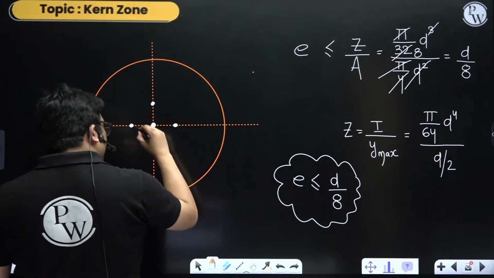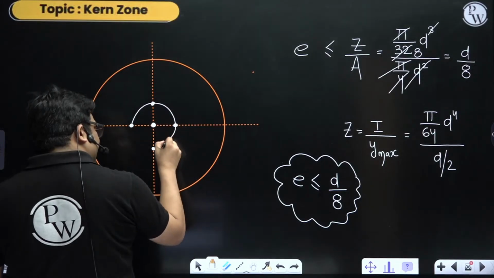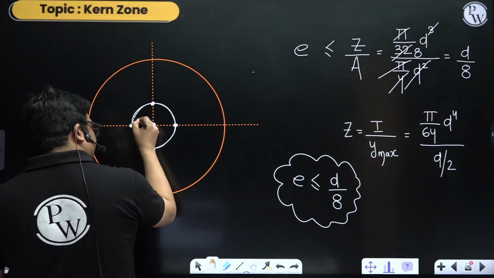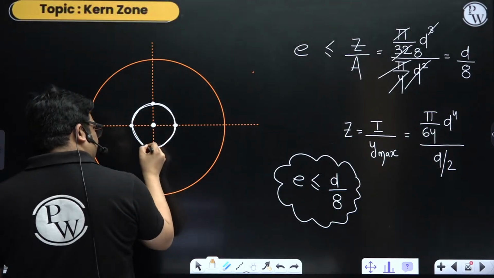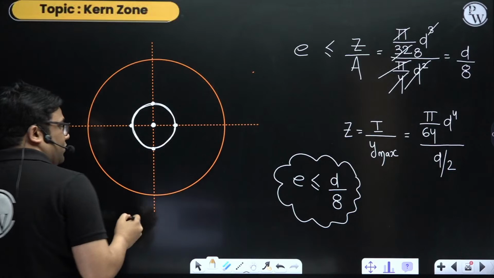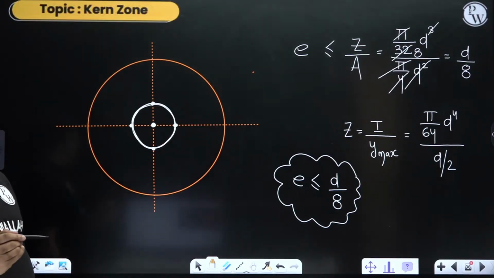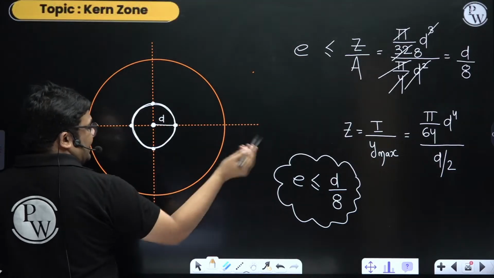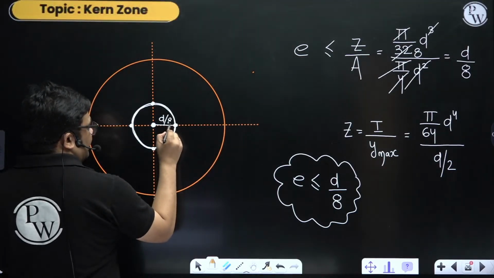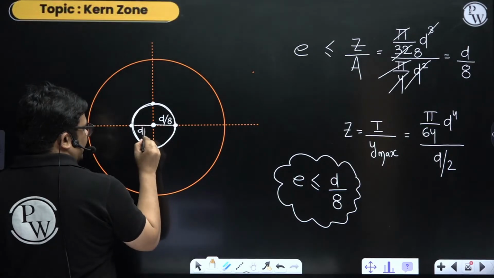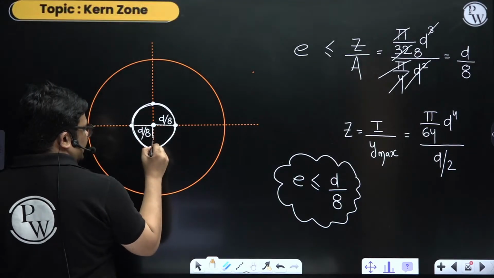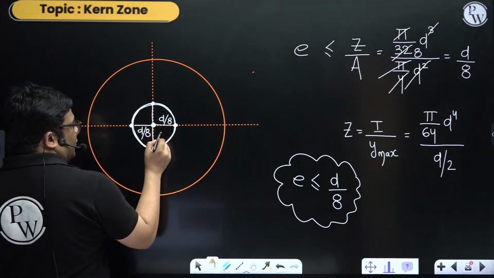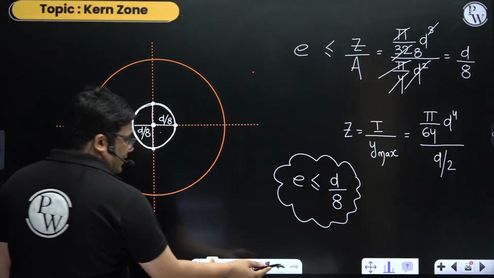In this entire zone, your eccentricity is what? Less than d by 8. Yes, in this entire zone, your eccentricity is less than d by 8. This is d by 8, this is d by 8, anything you see is d by 8, and this point will obviously have less than d by 8.